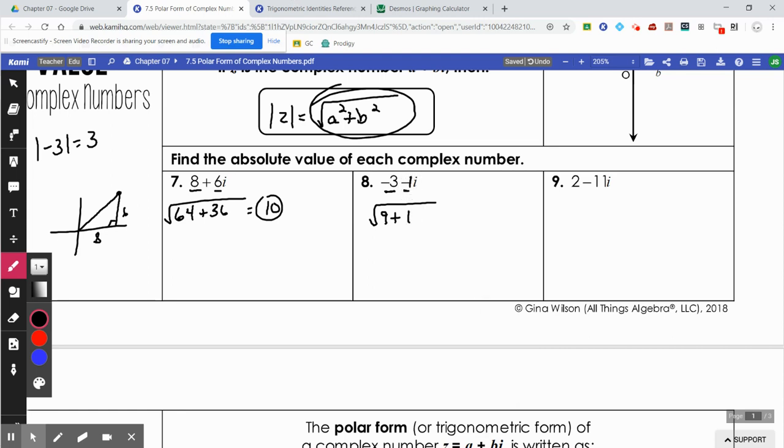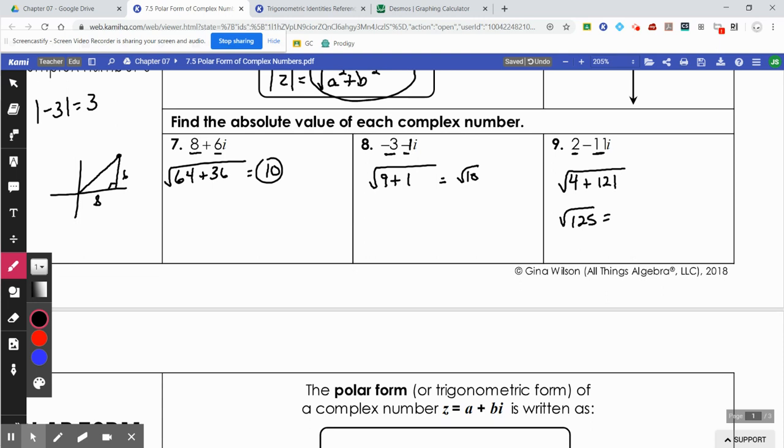You don't have to worry about the i. Please don't include the i. So the square root of 10 is going to be your answer there. The next one, again, absolute value: the square root of a squared, which would be 16, plus -11 squared, which is 121. So that's the square root of 137... let's simplify that. That's the square root of 25 times the square root of 5, which is 5 root 5.